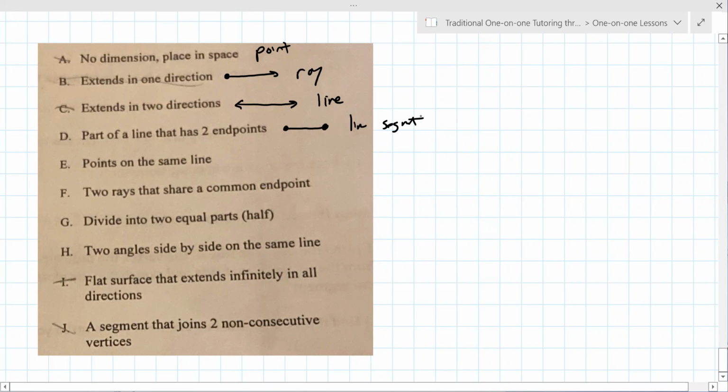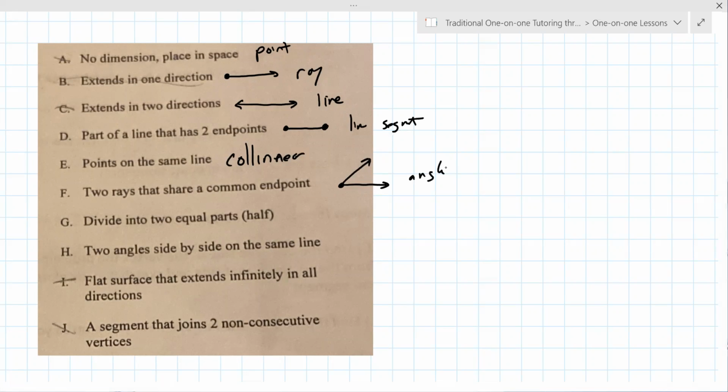No, I don't think so. Points on the same line are considered collinear. There might be two L's in that. I can't remember. It's all right. Two rays that share a common endpoint. That one's kind of unclear. It's referring to this, and that's an angle. So two rays that share a common endpoint, that just means literally an angle.